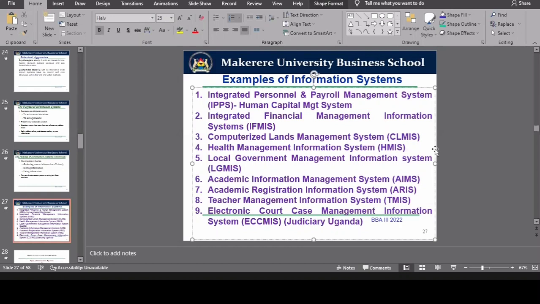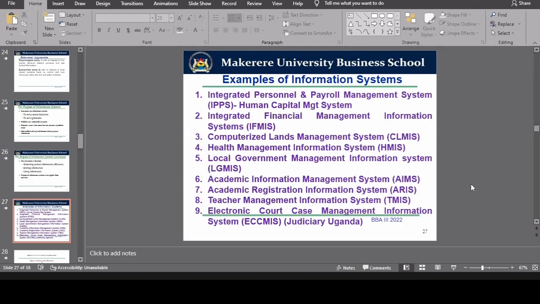Human Capital Management System. Thank you for that correction. Then Local Government Information System. These are systems that we use, that we even have a touch with as Ugandans. AIMS actually was used by universities, public universities.